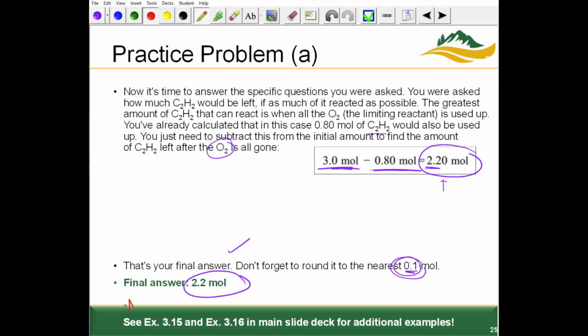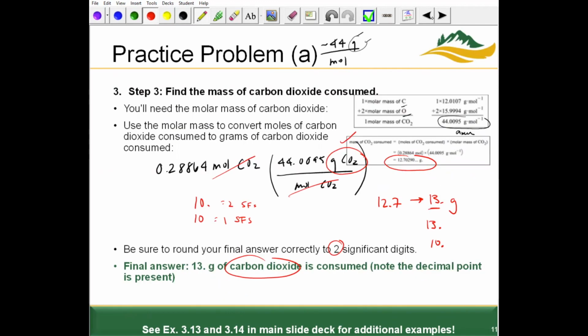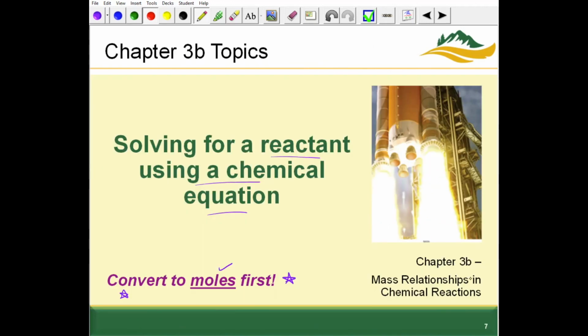There are some additional practice problems in the main slide deck related to limiting reactants, so be sure to check out example 3.15 and 3.16 in the main slide deck. For some additional practice as well, 3.13 and 3.14 are other examples from Chapter 3B that are in your main slide deck. And so those go back to solving for a reactant using a chemical equation as well.